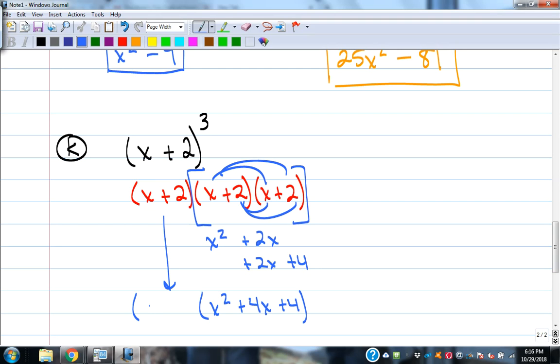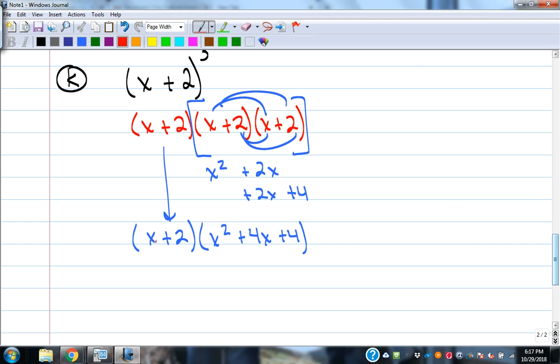This x plus 2 from the beginning comes down with that. Okay. So I haven't used it yet. Then I'm just doing distributive property again with the x plus 2 to this trinomial now. So x times x squared would be x to the third. x times 4x would be plus 4x squared, plus 4x. And then I would distribute the 2.